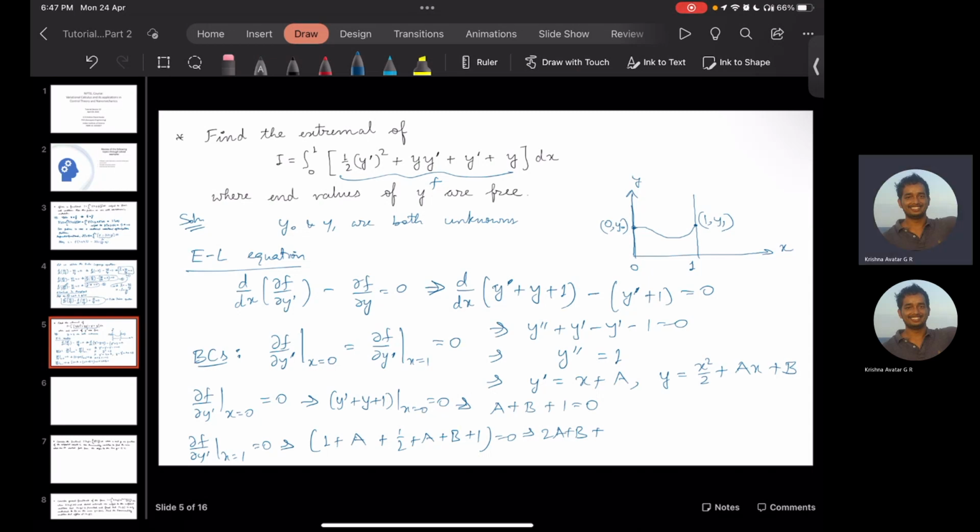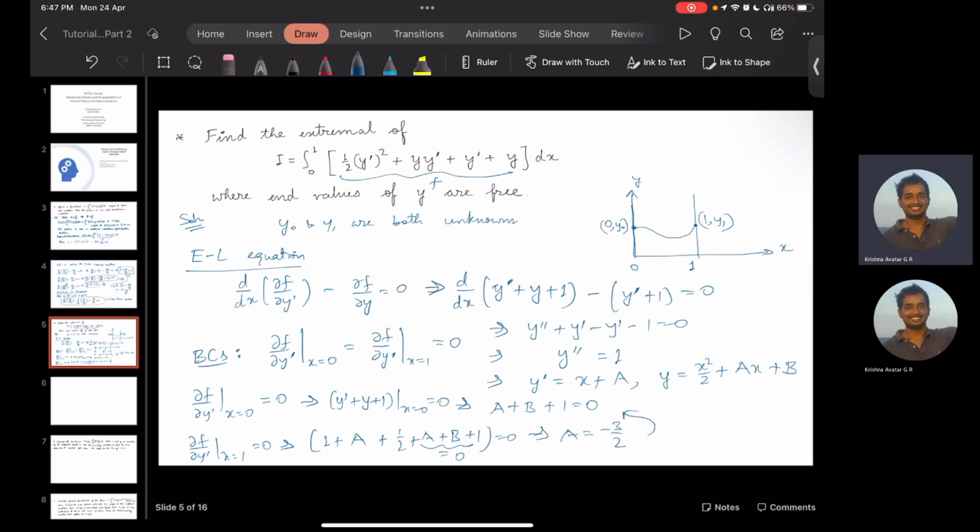Or before that, what we see is fine. This is all well and good. Now you see that a plus b plus 1 is equal to 0. And even in this case, we can clearly see that a plus b plus 1 is equal to 0. So all you are left with is this implies that a is equal to minus 3 by 2.